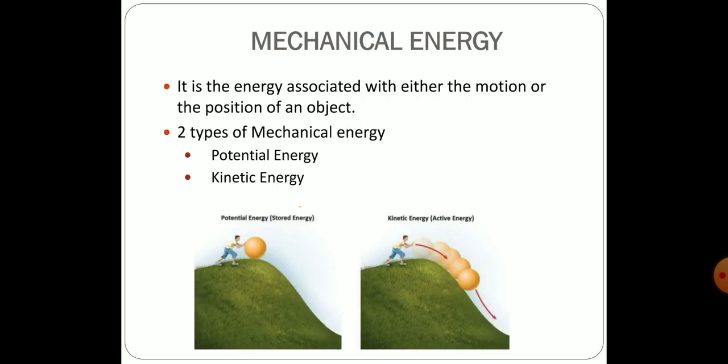Mechanical energy, it is energy associated with the motion or with the position. Mechanical energy, either it is in the motion or in the position. Motion means when it is moving. Position means when it is stationary, in a place, what is the energy. So the two types of energy here are potential energy and kinetic energy. Potential energy, and in the picture we can see the ball on the top of the hillock. Now kinetic energy, the ball is rolled down, that is becoming the kinetic energy.